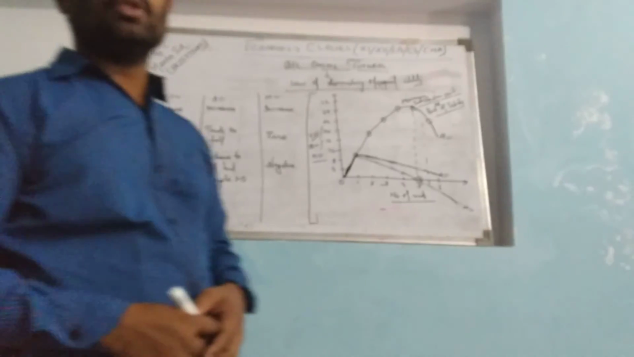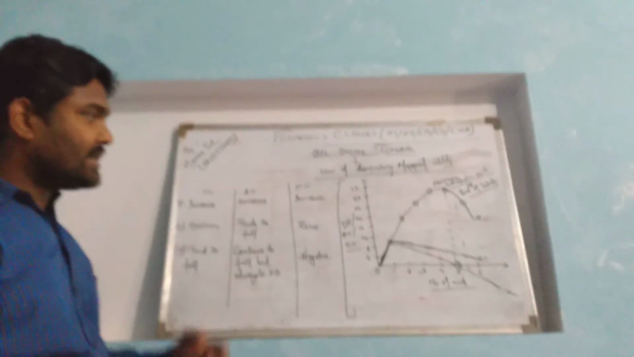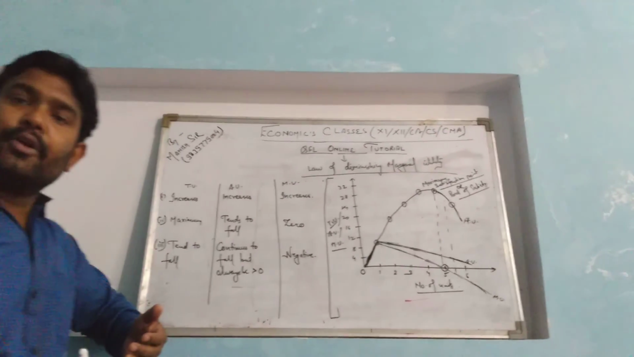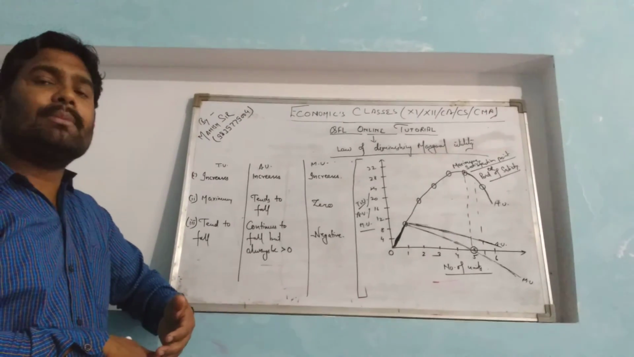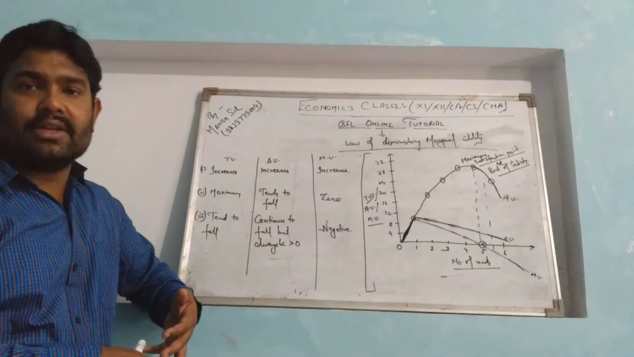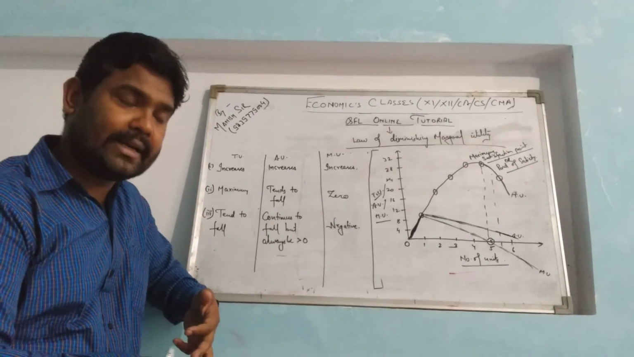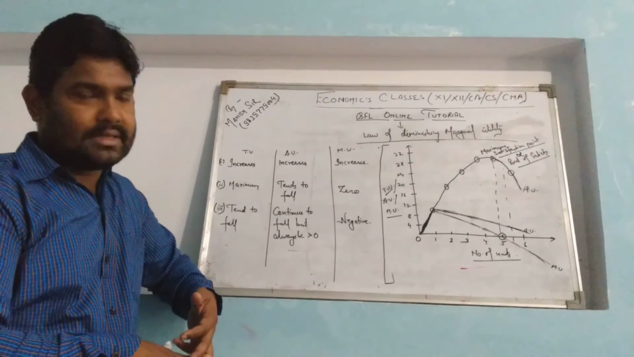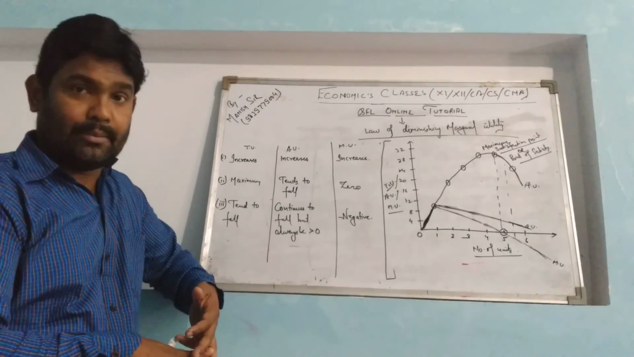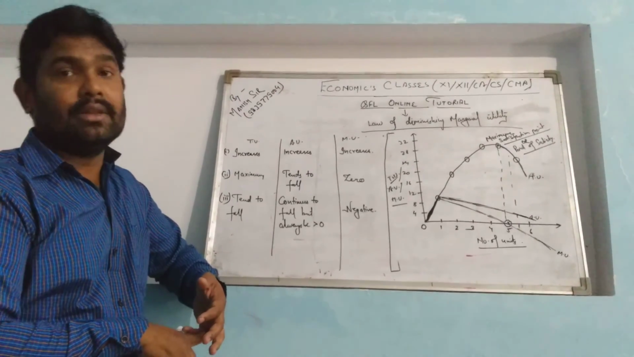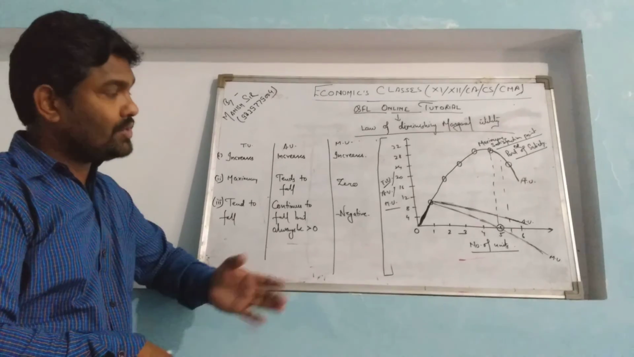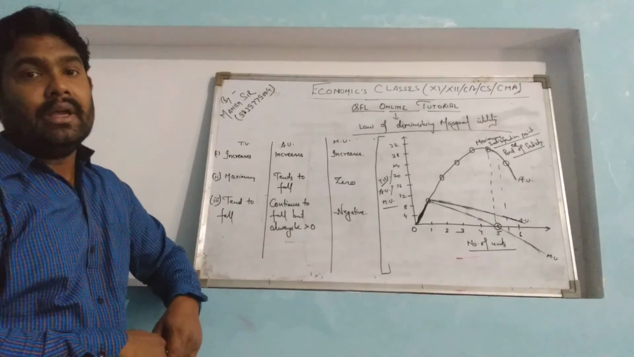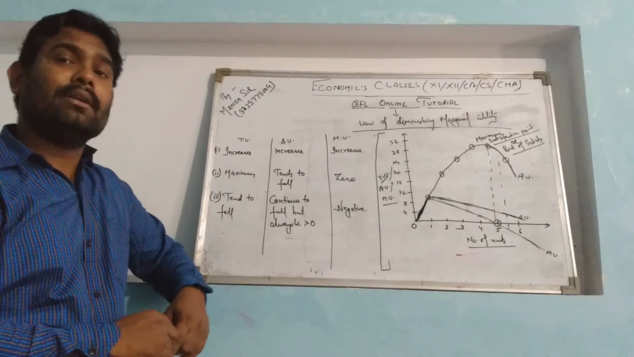So this is our first concept of consumer equilibrium, which consists of utility, components of utility, the law of diminishing marginal utility, the hypothetical schedule, the diagram of TU, AU and MU, and the relationship between these three. So this is the first concept of consumer equilibrium, which is a very important concept.